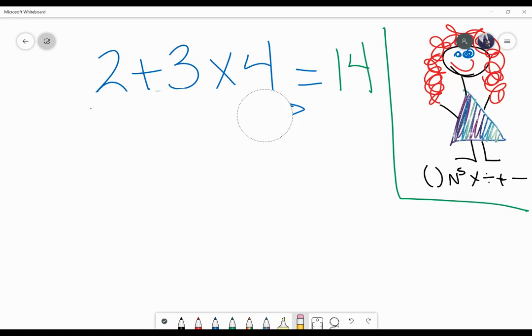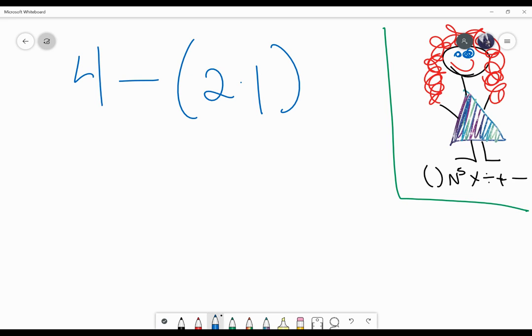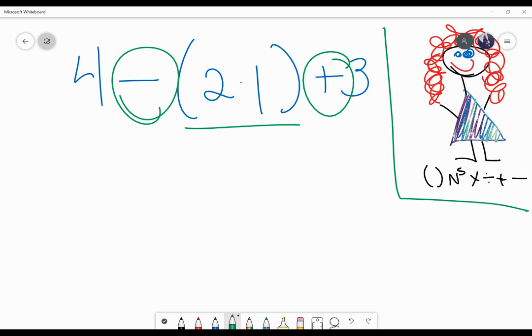All right, let's do another problem quickly in the next minute. Let's do 4 minus 2 times 1 plus 3. We're going to make it simple. Okay, so looking at my order of operations again, I have a set of parentheses, I have a subtraction sign, and I have an addition sign. Now parentheses come first. Okay, 2 times 1 is still 2.